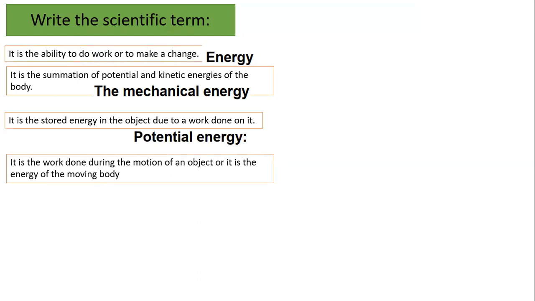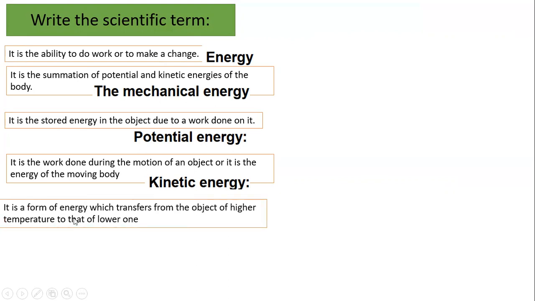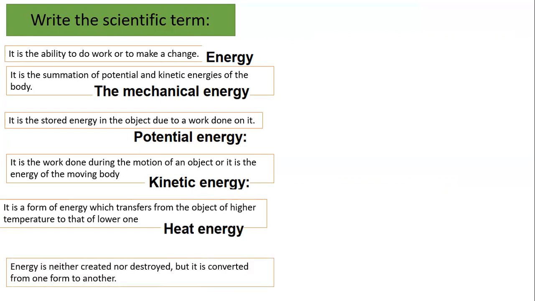The second one, it is the work done during motion. So I have here energy of motion. During motion, work done, it is what? Kinetic energy. So stored energy, potential energy. Work done during motion, it is kinetic energy. It is a form of energy which transfers from the object of higher temperature to lower temperature. From hot to cold, it is what? Heat. Yes, heat energy.